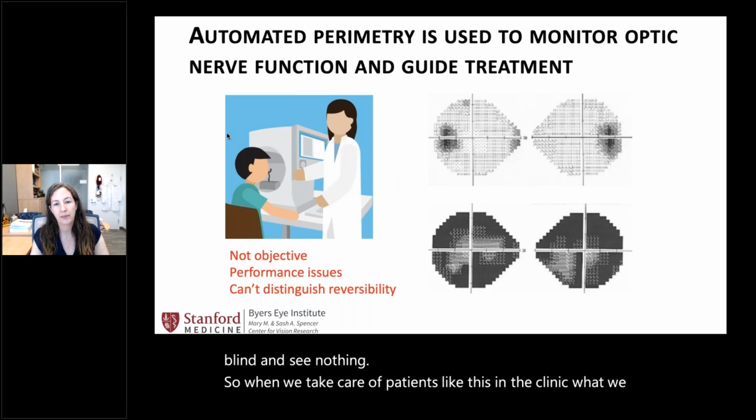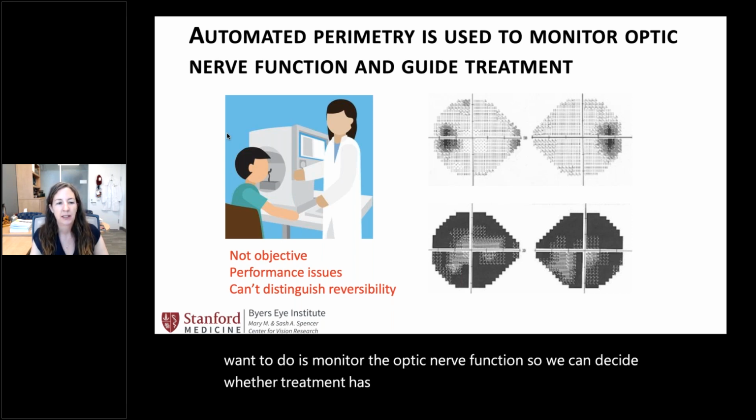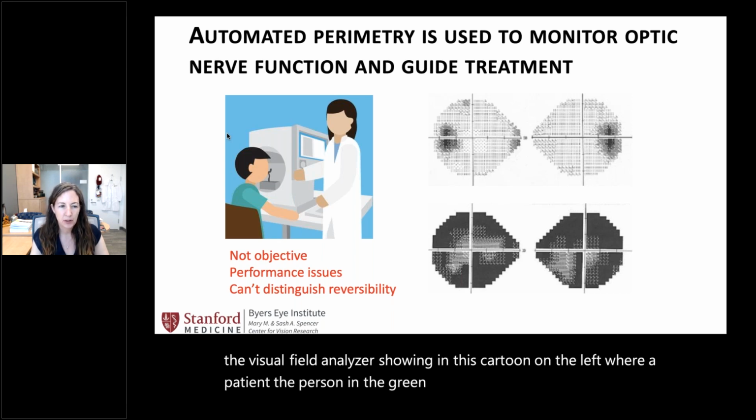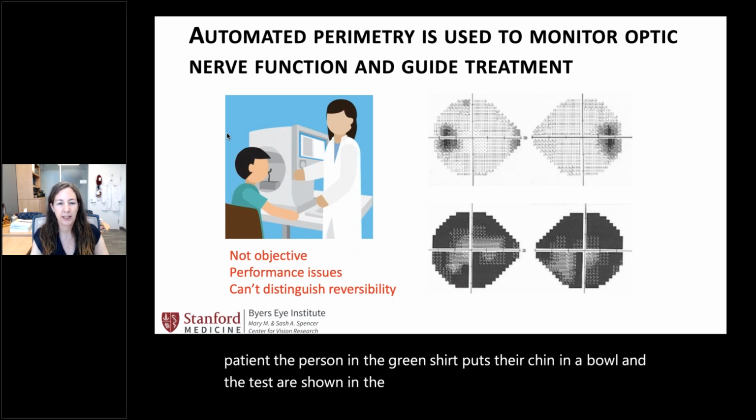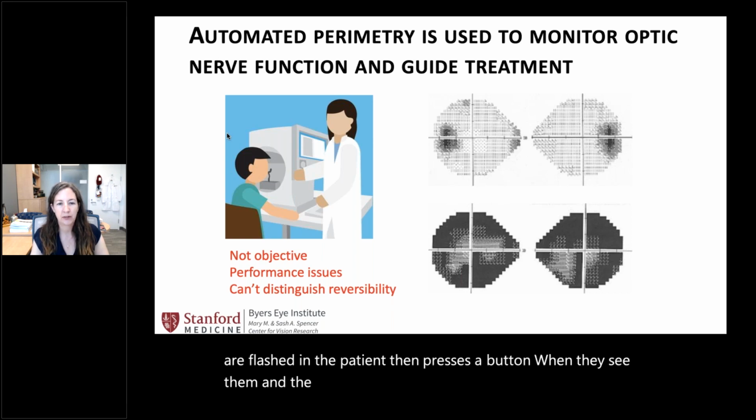So when we take care of patients like this in the clinic, what we want to do is monitor the optic nerve function so we can decide whether treatment has been sufficient. The workhorse for this is the visual field analyzer shown in this cartoon on the left, where a person in the green shirt puts their chin in a bowl, and the tester shown in the white coat runs a program where lights are flashed and the patient presses a button when they see them. The results create these maps shown on the right.